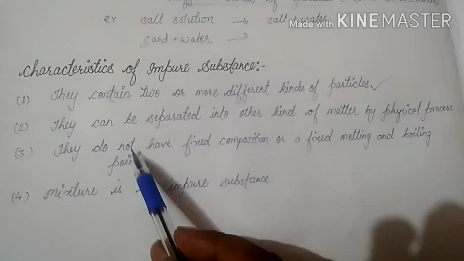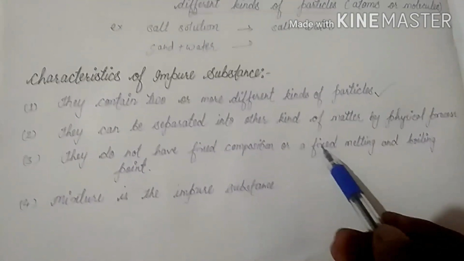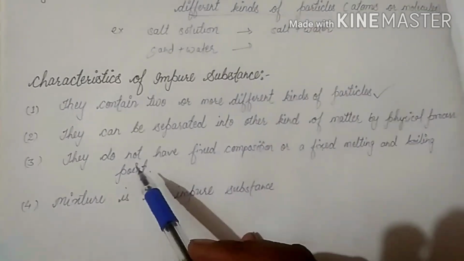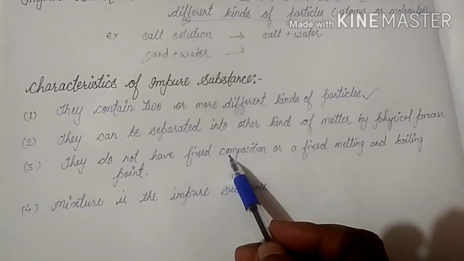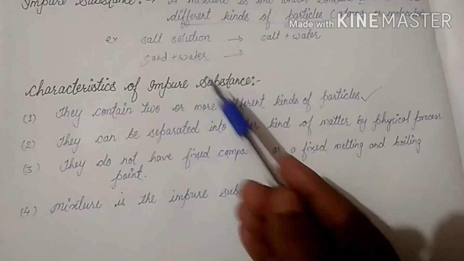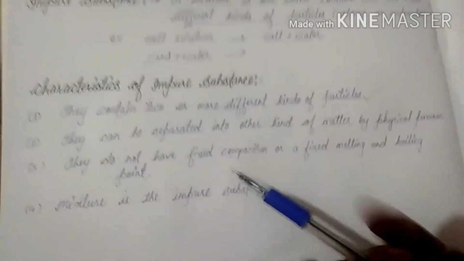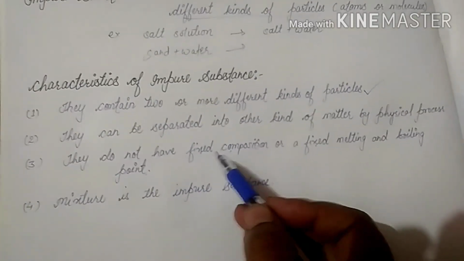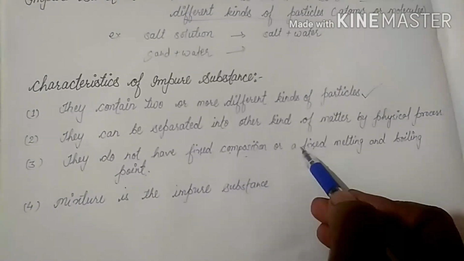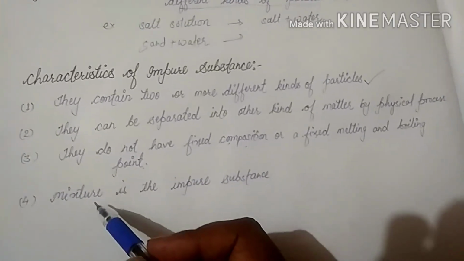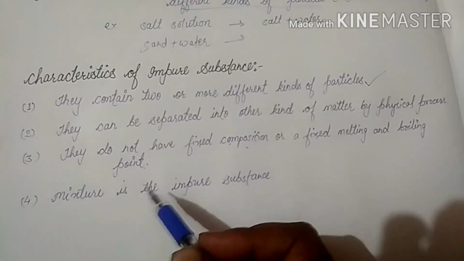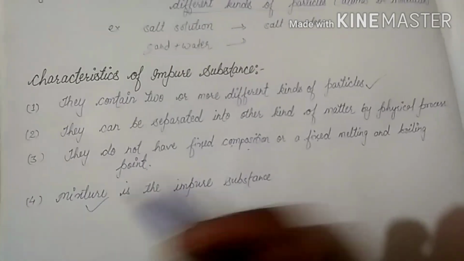Third, they do not have a fixed composition or a fixed melting and boiling point. It is because, children, the nature of the different particles is different. That is why they do not have a fixed composition and fixed melting and boiling point. Okay. Now fourth, a mixture is an impure substance. Clear children?